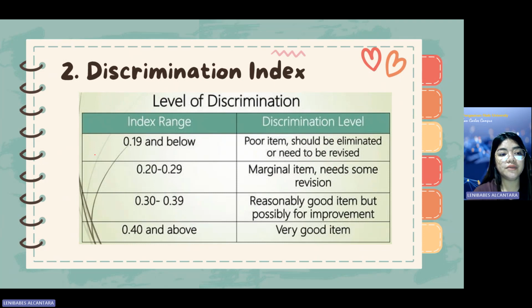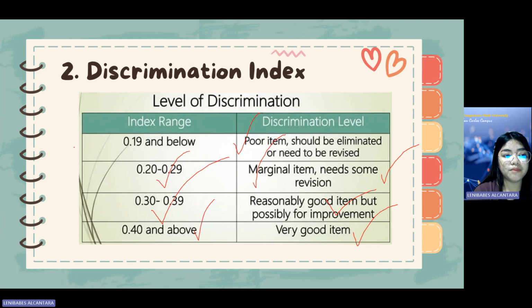Level of discrimination, index range. Okay, so 0.19 and below, that's poor item. Ibig sabihin, tanggalin mo na, or kailangan mo talaga siyang ayusin. 0.20 to 0.29, marginal item, revise it. 0.30 to 0.39, good siya, pero kailangan mo pang improve. Okay? 0.40, very good. Wala ka nang kailangan gawin kasi tumpak na yan. Tama na yung item na yan.